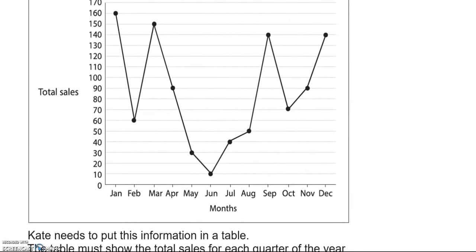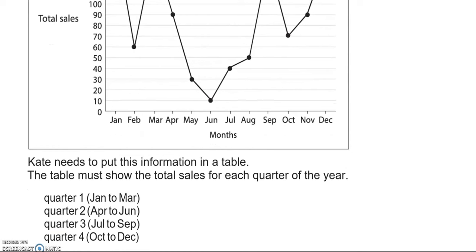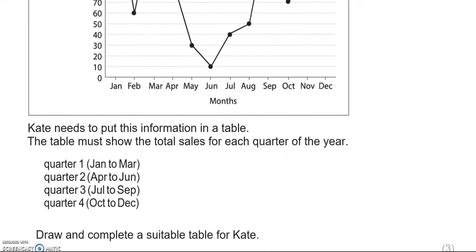Kate has this information about the total monthly sales for a shop in 2018. Kate needs to put this information in a table. The table must show the total sales for each quarter of the year. Quarter 1, January to March. Quarter 2, April to June. Quarter 3, July to September. Quarter 4, October to December. Draw and complete a suitable table for Kate.